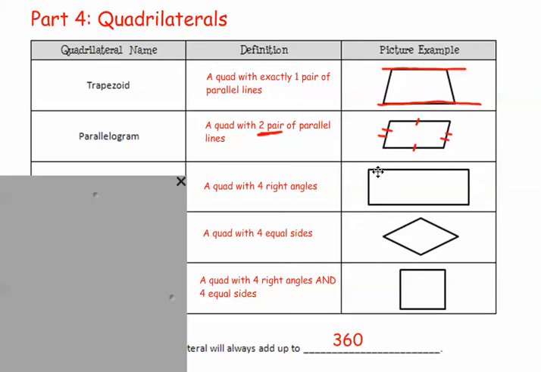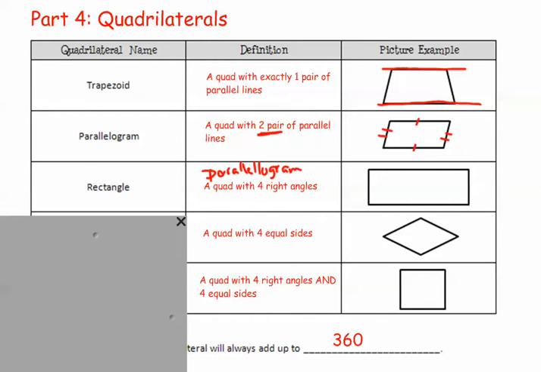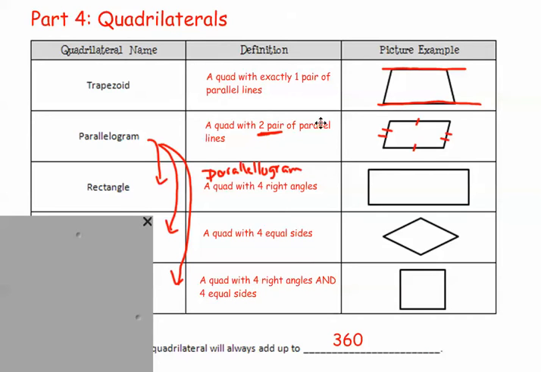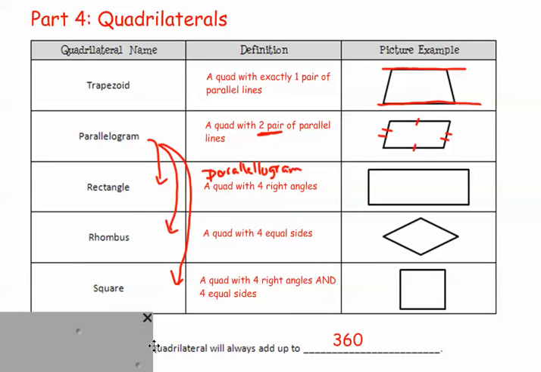The next one, this is actually a parallelogram. I didn't put that on there. It's a parallelogram with 4 right angles. That's a rectangle. Okay. All of these are now parallelograms, all the rest of these are parallelograms because they all have 2 pairs of parallel lines. A parallelogram with 4 equal sides, that's a rhombus. And then a parallelogram with 4 right angles and 4 equal sides is a square.